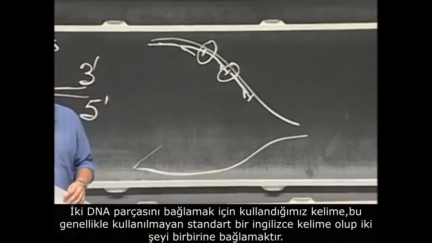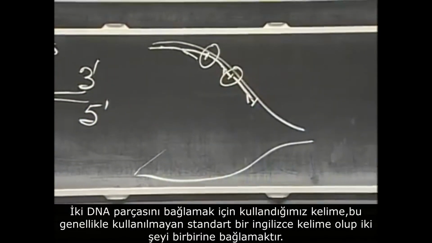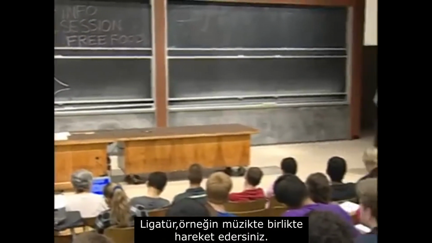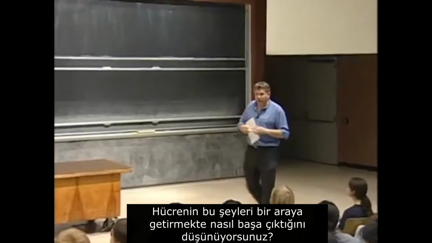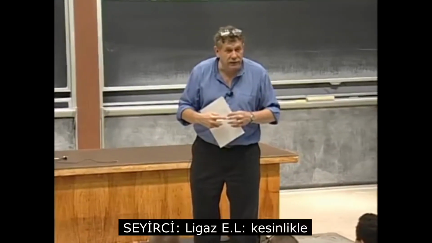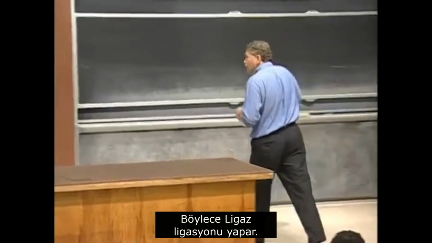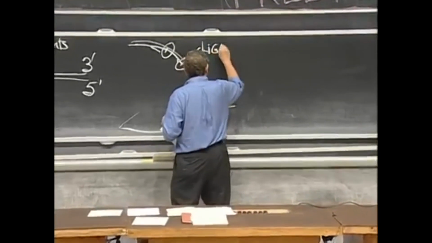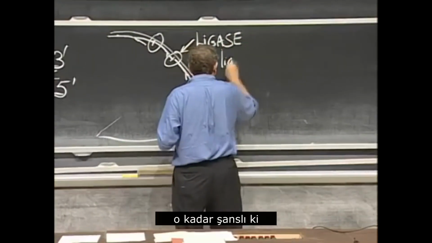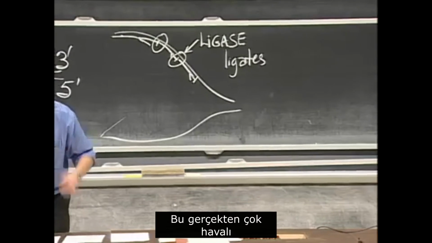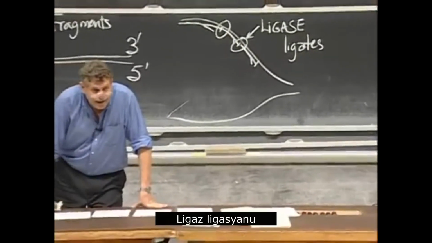The word we use for connecting two pieces of DNA, which is a standard English word not used that often, is to ligate two things together. A ligature, for example, in music. How do you think the cell deals with ligating these things together? An enzyme called? Exactly. So ligase does the ligation. Ligase ligates. It is so lucky that these words turn out to have accidentally made sense. It's really cool. So ligase ligates.